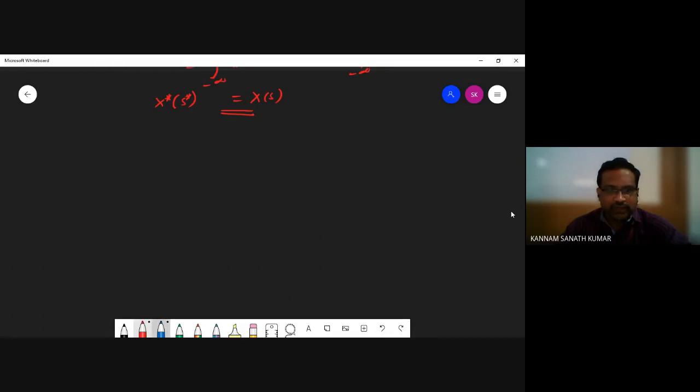Next property: Parseval's theorem. This is one of the important ones you can expect in the final exam, a very important theorem. So this is Parseval's theorem, or Parseval's relation, or Parseval's property.